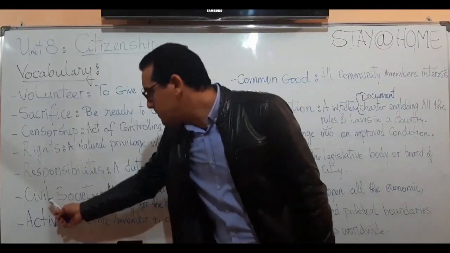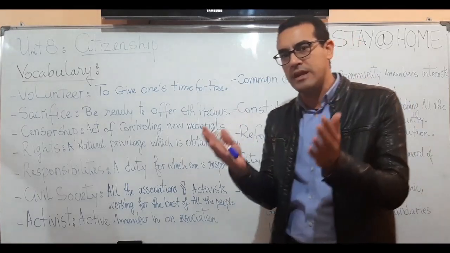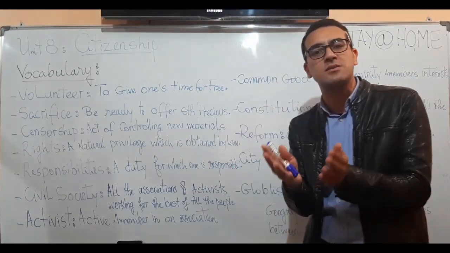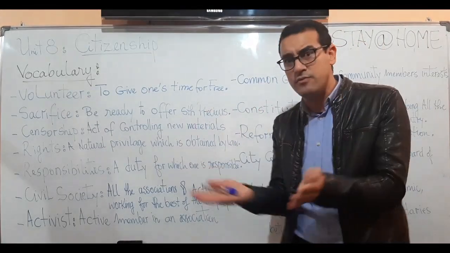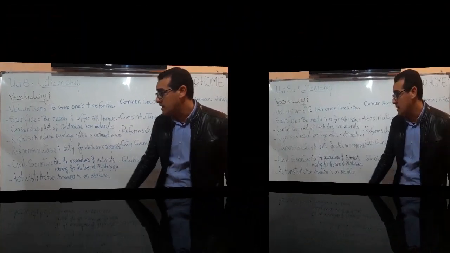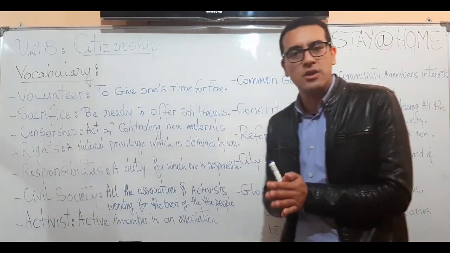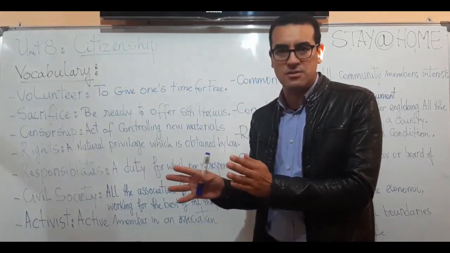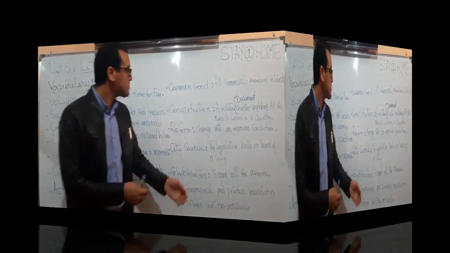We have the civil society. The civil society refers to all the associations or their members who are working for the best of a country, or for the best of a city, or for the best of the people in that country or that city. An activist is an active member in an organization or in a political party. We say an activist, okay? Someone who is very active in one sector or one field.